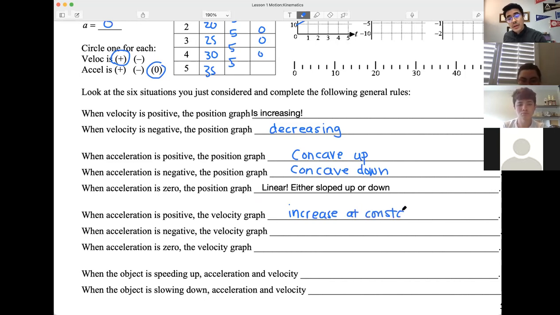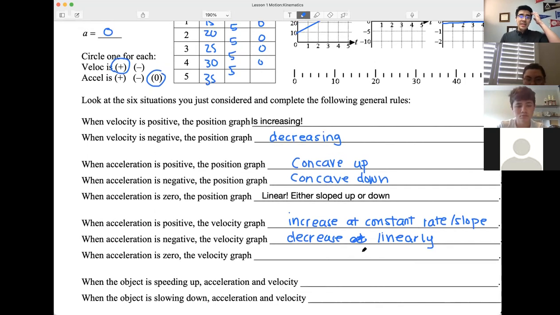Or instead of saying rate, we can say constant slope too, right? So rate or slope. So then what would that tell us about negative? It would be decreases at constant rate or slope. Did you say linearly? Oh yeah, okay. Increases linearly, decreases linearly. We'll write that there too. I like that. That's so much more concise. Decreases linearly. And then what do you notice about when acceleration is 0?